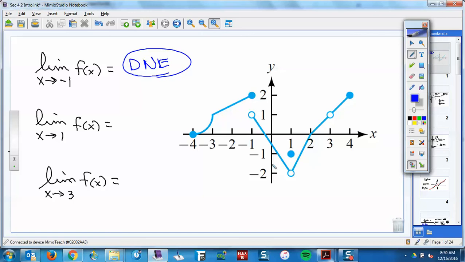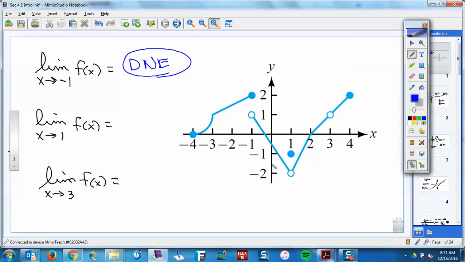Now, why is it does not exist? It's because the cars don't meet, right? If a limit exists, the cars meet at a number. A limit has to be a number, and infinity's not a number. It has to be a number where the cars meet, an output, right?